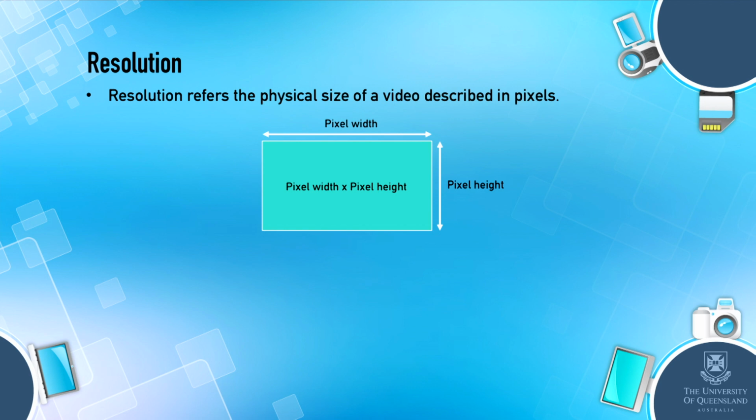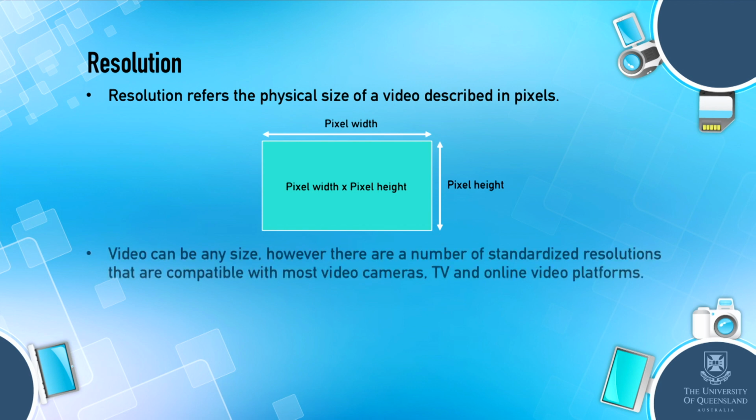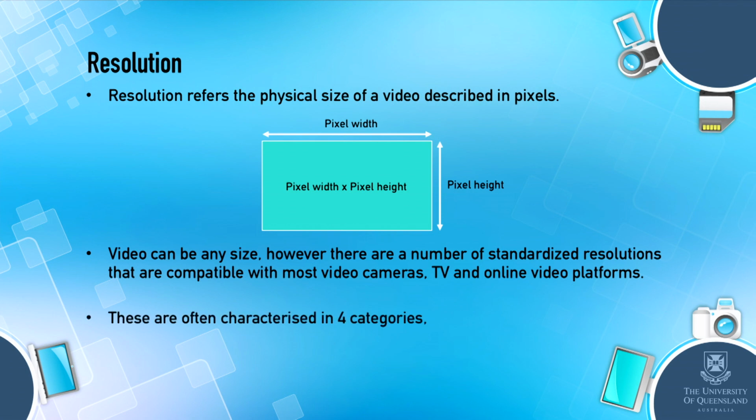Resolution refers to the physical size of a video described in pixels. Video can actually be any size. However, there are a number of standardized resolutions that are compatible with most video cameras, televisions, and online video platforms. These are often characterized in 4 categories: standard definition, HD, full HD, and ultra HD.